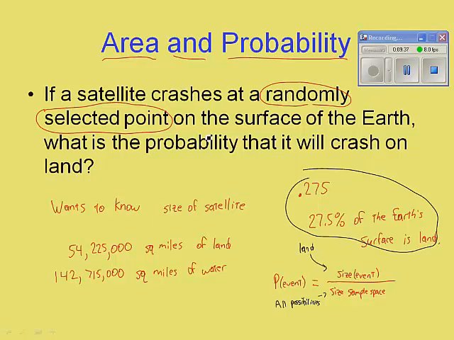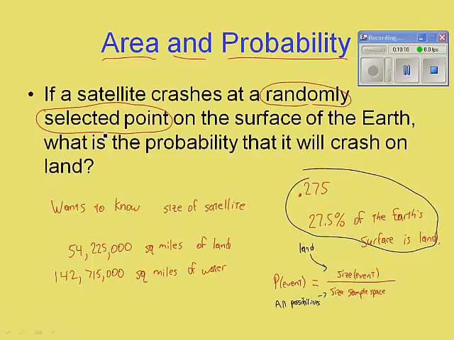Now, I suppose I could somehow talk about every possible point it could hit on Earth, right? But that's kind of confusing because how many different points are there on Earth? Yeah, or the mathematical way to say that is, there are infinitely many points. So that's going to be a problem that we can deal with.